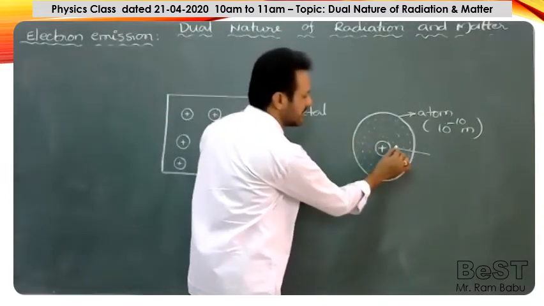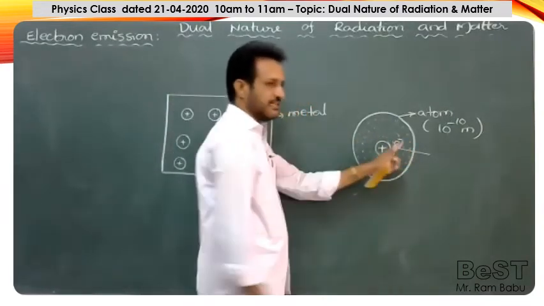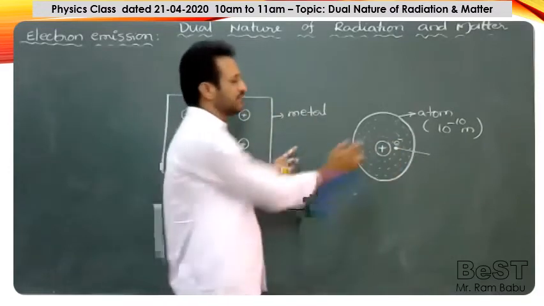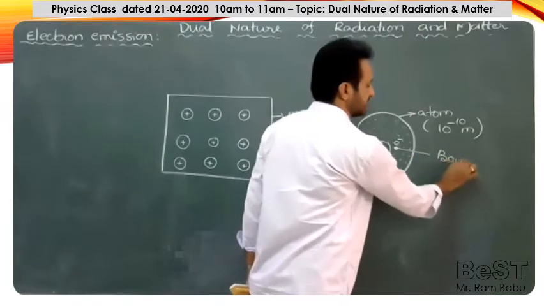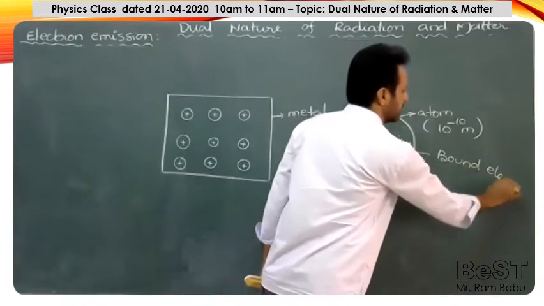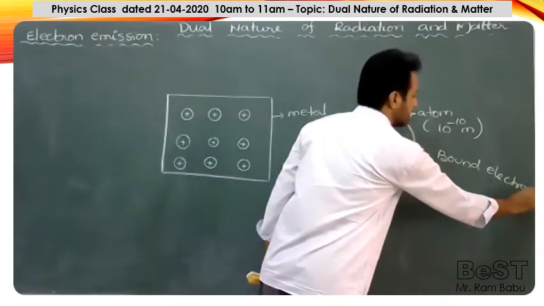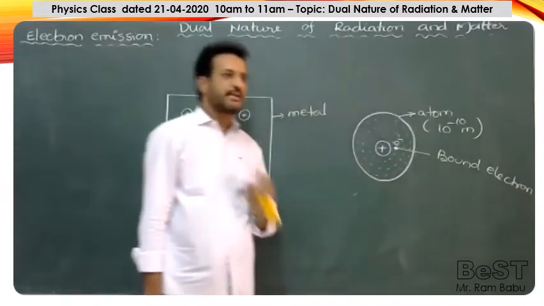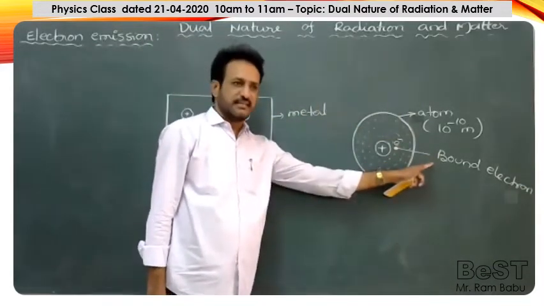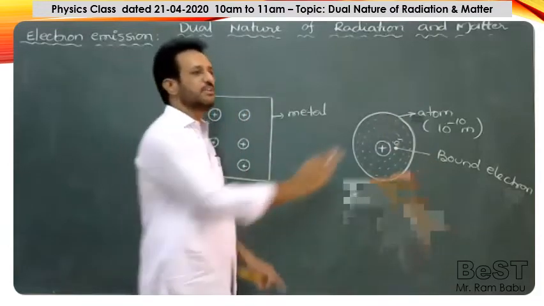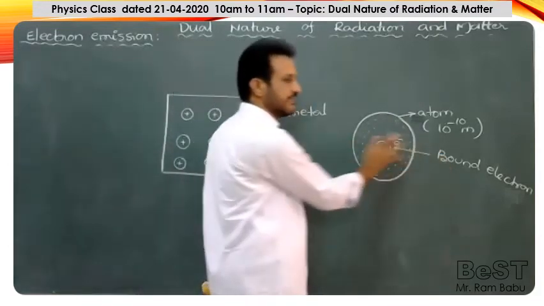So the electron which is in the innermost orbit has a strong interaction with the nucleus. This type of electron is called a bound electron. What are bound electrons? Electrons in the innermost orbit of an atom are called bound electrons. Why are they called bound electrons? Because they are strongly attracted by the nucleus.